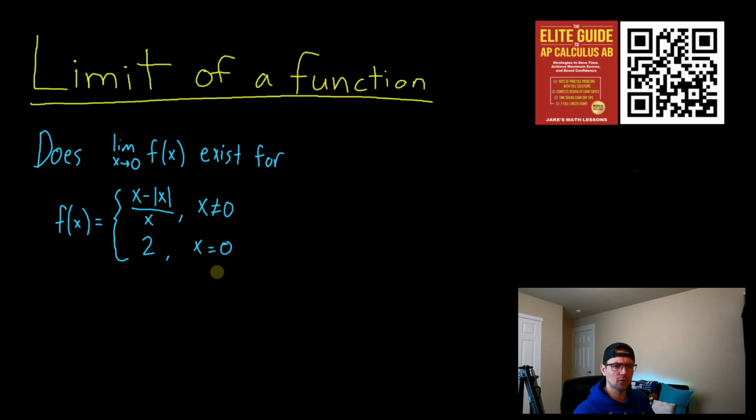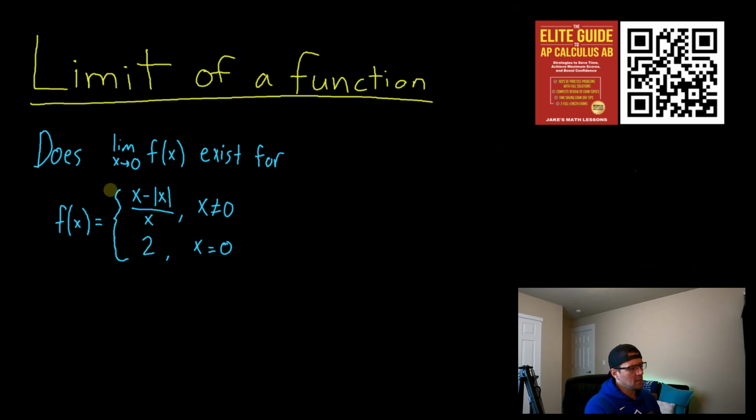And this is a little bit harder of a limit to find, which should be more obvious just looking at the problem here. So the problem we're going to do is: does the limit as x goes to 0 of f of x exist for this function f of x equals, and it's a piecewise function, where when x does not equal 0, we use x minus the absolute value of x all over x, and when x does equal 0, f of x is just 2.